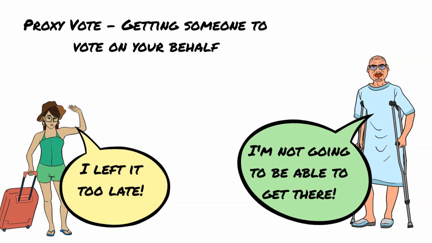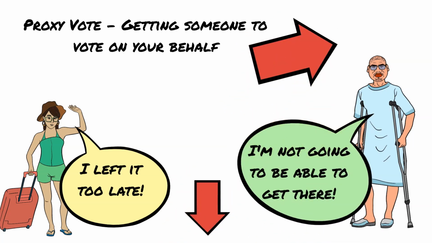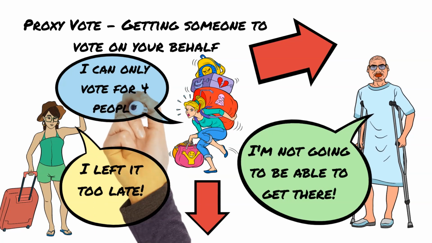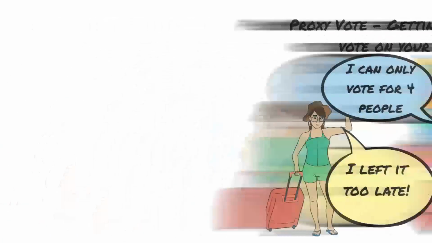Again, the process is really easy, and again you can do it online. Link is up top or in the description. The proxy you nominate though can't vote for more than 4 people. So if you're a big family, you might need to choose 2 proxies to vote on your behalf.